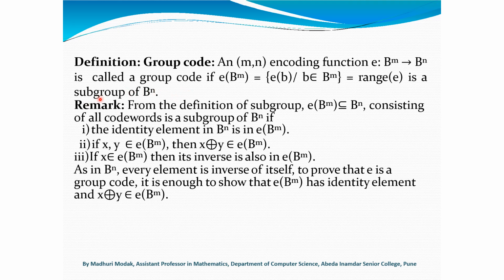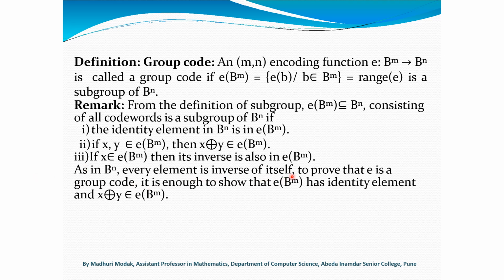Now already we have seen how to show that H is a subgroup of some group G. From the definition of subgroup, E of B^m, the subset of B^n consisting of all code words, is a subgroup of B^n if, first, the identity element in B^n is in E of B^m. So whatever is the identity element of B^n, it must be present in E of B^m. Secondly, if x, y belong to E of B^m, then x ring sum y belongs to E of B^m, that is the binary operation or closure property. Third, if x is in E of B^m, then its inverse is also in E of B^m.